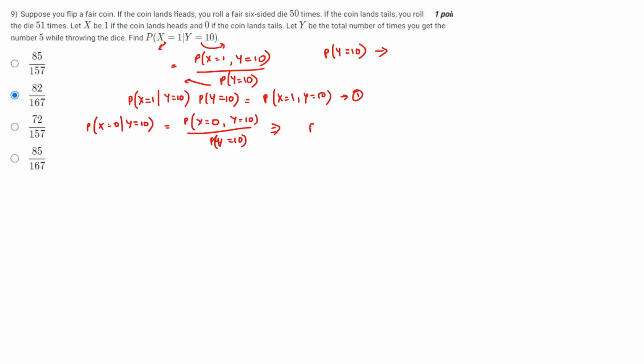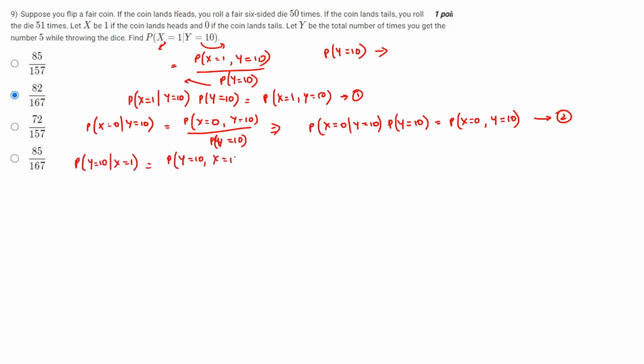Now I'll have P(X=0 | Y=10) times P(Y=10) equal to P(X=0, Y=10). I'll call this equation 2. Now I'll reverse this: P(Y=10 | X=1) is nothing but P(Y=10, X=1) divided by P(X=1). And now I'll do the same thing.